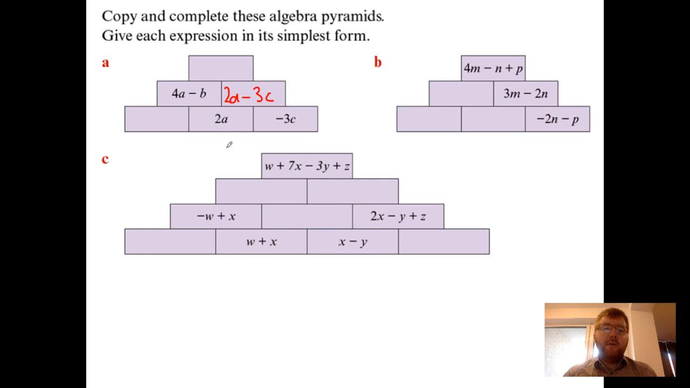So 4a minus 2a is 2a, but the minus b stays the same. And you'll notice if you work upwards instead, you draw a little arrow, add those together, we get to this. 2a plus 2a is 4a, then minus b plus nothing, or plus 0, is minus b. So, if you're looking for an extra challenge, have a go at these algebra pyramids, see how you get on. You have to work backwards and forwards with these more difficult algebra pyramids.